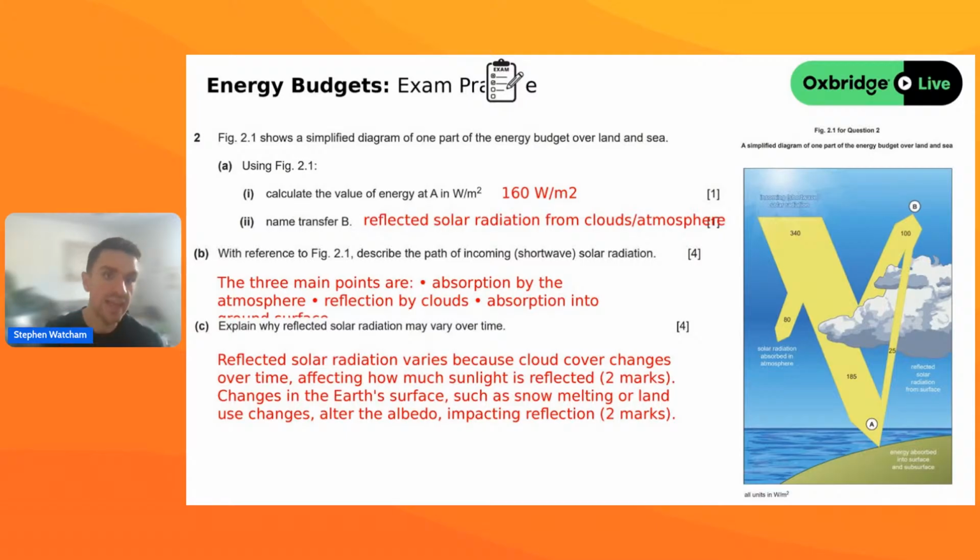Describe the path of incoming shortwave solar radiation. So here we want to be talking about the absorption by the atmosphere. So this is our incoming solar radiation. It's being absorbed by the atmosphere. So that's what's happening at this point in the figure. It's being reflected by the clouds. That's what's happening at this point in the figure. It's also being reflected by the surface of the Earth. That's the 25. And it's also being absorbed into the ground.